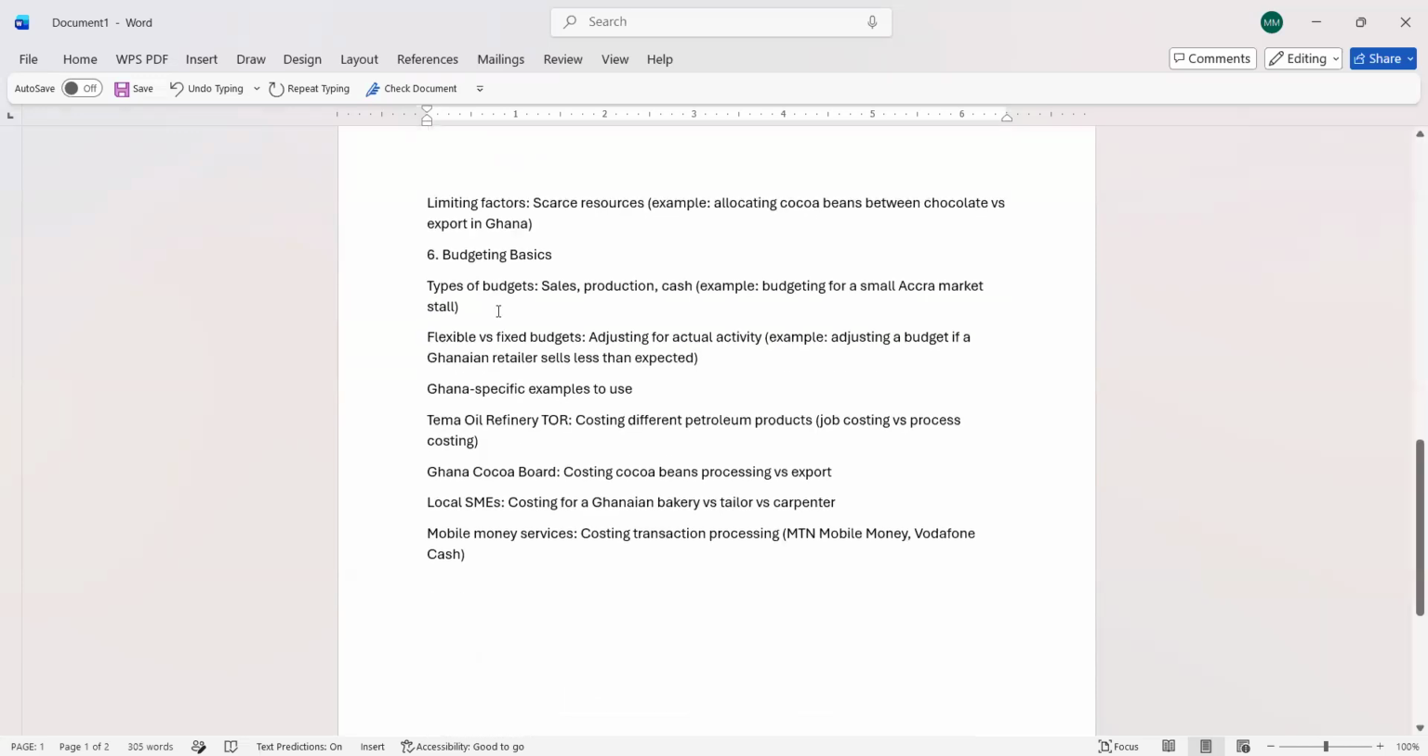Budgeting basics. We also talk about the types of budgets: sales budget, production budget, cash budgets. For example, budgeting for a small Accra market store. What are some of the things you have to consider? All these things will be taken into account. Flexible versus fixed budget: what are they? What are the components of those budgets? You consider all these things.